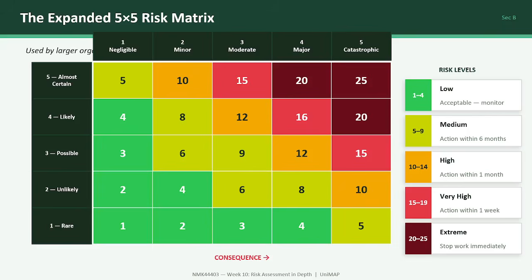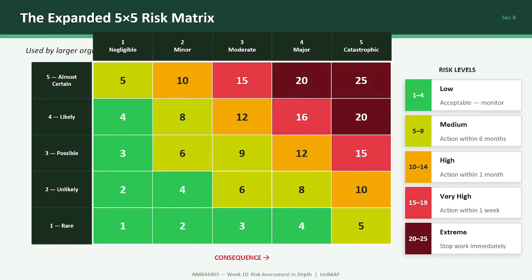The 5 risk zones replace the 3 from the 3x3. A score of 1 to 4 is low, monitor, no immediate action required. A score of 5 to 9 is medium, action within 6 months. A score of 10 to 14 is high, action within 1 month. A score of 15 to 19 is very high, action within 1 week. A score of 20 to 25 is extreme. Stop work immediately.